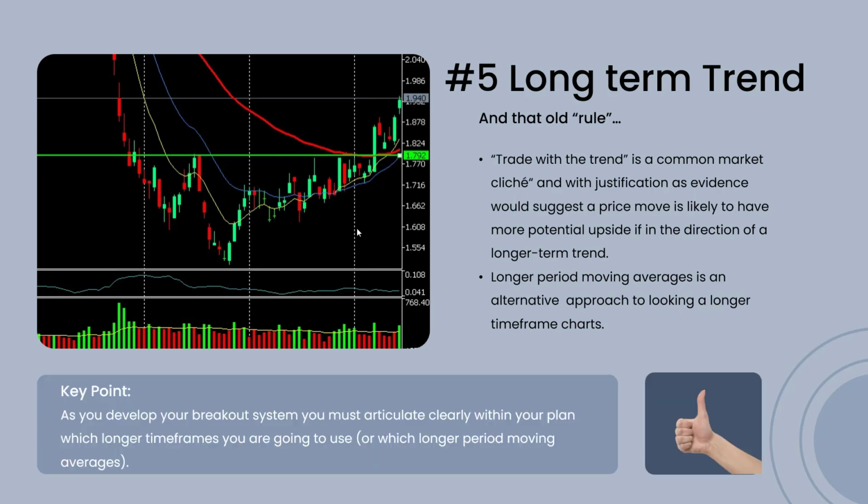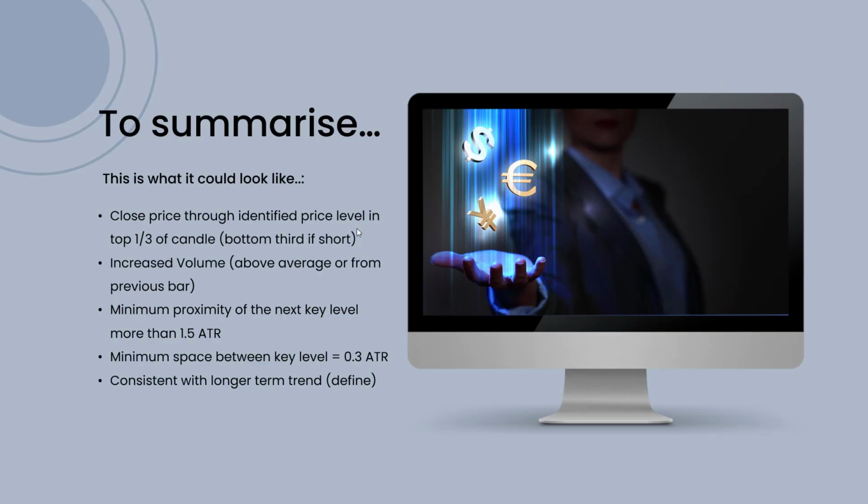If you're going to look at the longer time frames, then of course you've got to articulate clearly within your plan which longer time frames you're going to use to be consistent, or which longer period moving averages, again as standard. And then you can test alternatives and refine at a later stage. So there's your 5 key things that if you put in place will undoubtedly increase your probability of your breakout trades going with you. And so this is what it could look like.